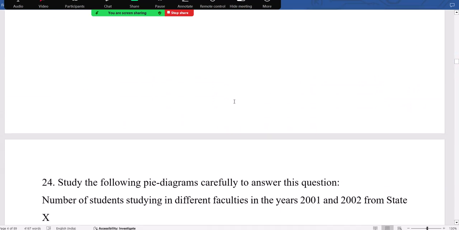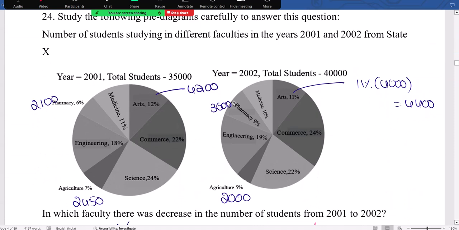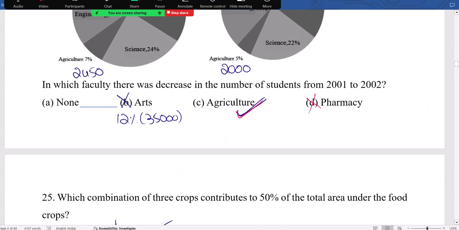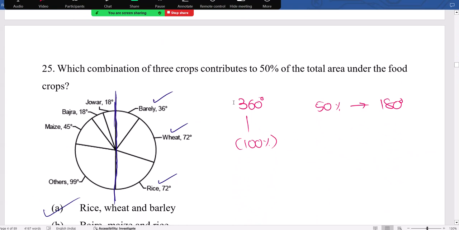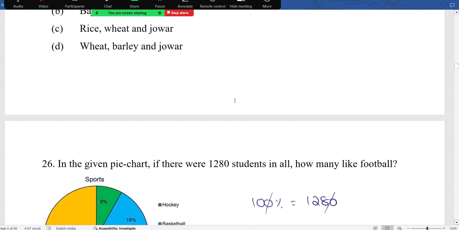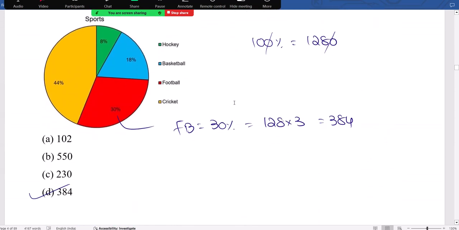I already shared the playlist. We have all these topics covered in those 40 videos, including verbal and pseudocodes and all. You can see which area people are lagging. You can just work on those.